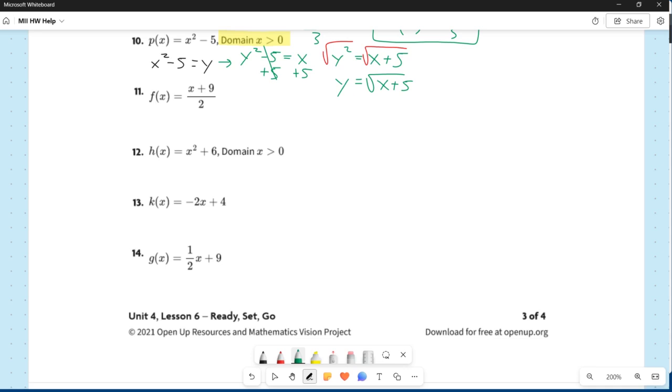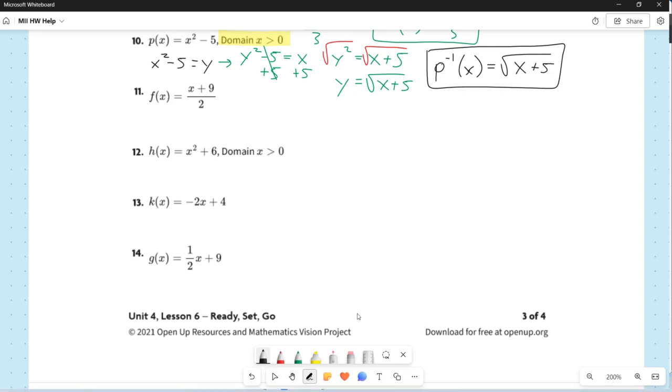We are basically done this problem. The only thing that we, quote unquote, have to do is express this using function notation. So the original function was p of x, which means my inverse, p inverse of x, is the square root of x plus 5. And that is my final answer for 10. That is the inverse function for p of x.